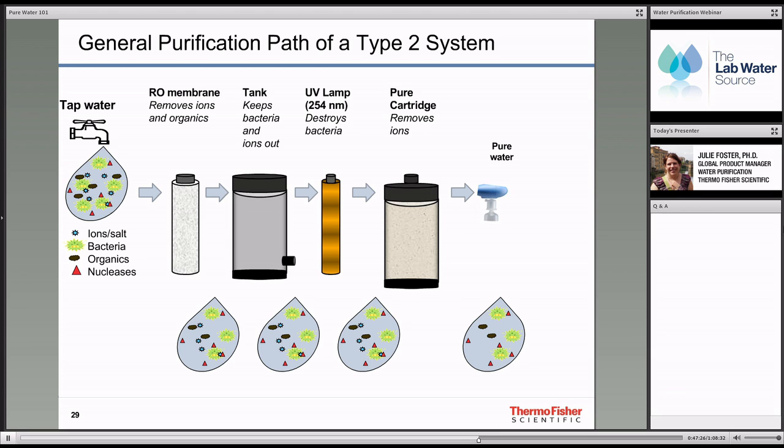The water goes through an ion cartridge to remove the ions. There's a little bit of a wording game here. In the previous slide, it was called an ultra-pure water cartridge. Here it's called a pure water cartridge because the resin mix is a little different, so that the water you're dispensing is not ultra-pure. It's not completely devoid of any impurities. It does still have impurities in it, but much fewer than where you started.